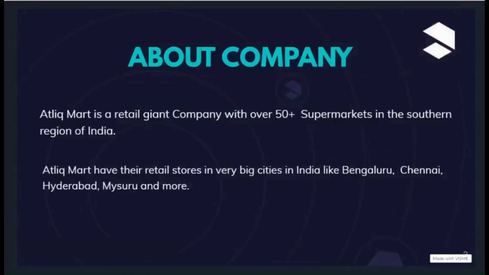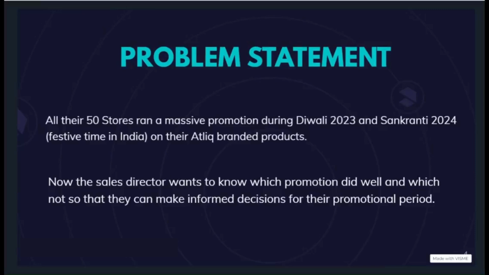Now let's move on. Now we will understand the company structure. Atliq is a retail giant with over 50 supermarkets in the southern region of India. Atliq has its retail stores in very big cities in India like Bangalore, Chennai, Hyderabad, and Mysuru. So this is all about the company structure. Now let's move further.